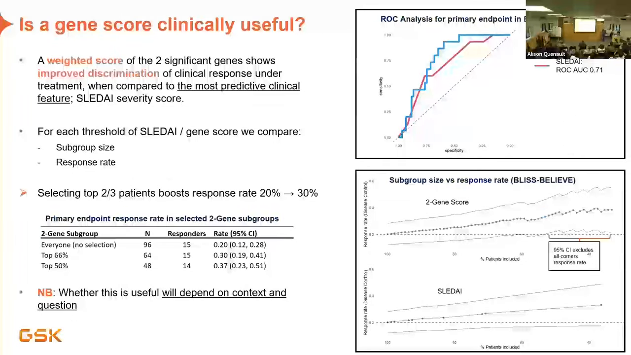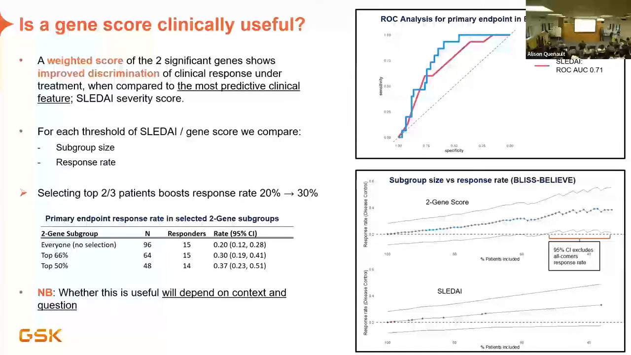So a big question mark now is whether this is clinically useful. Whether it's useful to have identified these particular genes as potentially related to therapeutic response and mechanism of action is a separate question. But whether these are useful for stratification is now an obvious question. So again, using this validation set of treated patients from this other phase 3 trial, we looked at the predictive discriminatory performance of a weighted score of these 2 genes that were significant versus the primary endpoint. And they beat the current best clinical predictor, which is SLEDAI.